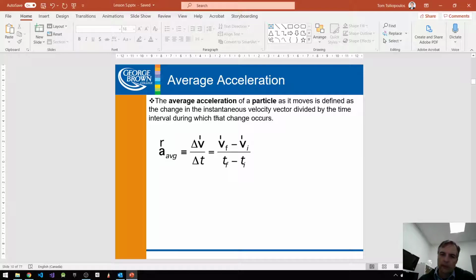So we're going to skip over these. When we want to find the average acceleration, we can do the same thing that we did with the average velocity. The average acceleration, we can look at it with respect to ranges. We look at the change in velocity over the change in time, and of course you can break this out into final velocity minus the initial velocity over the final time minus the initial time.